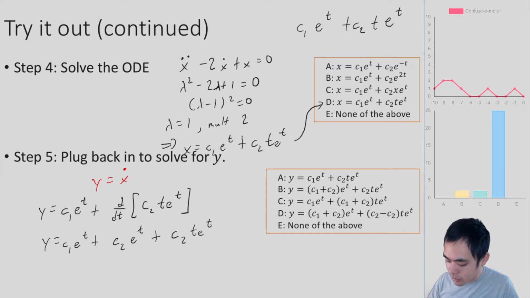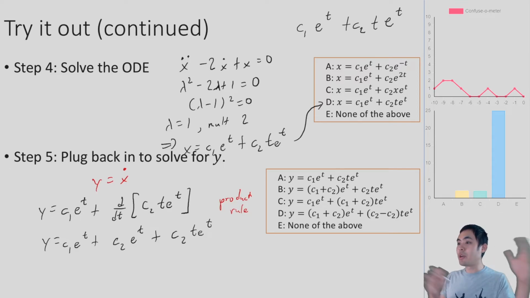So let me write that down. Product rule. Because when you take the derivative of a product of two functions, you need to take the derivative of one times the other, and the other times the derivative of the first part.